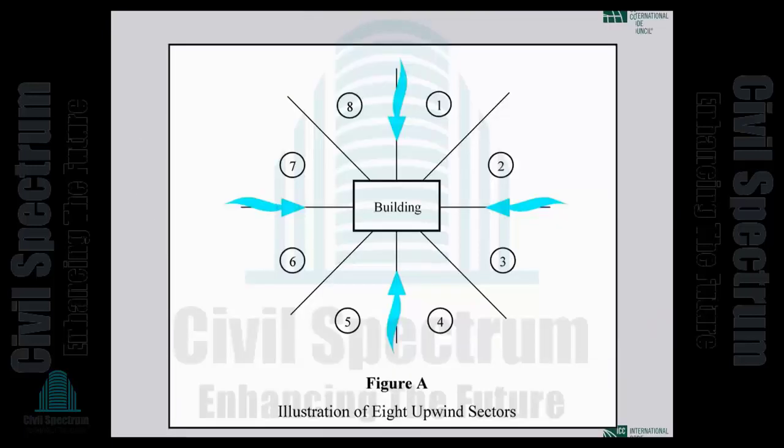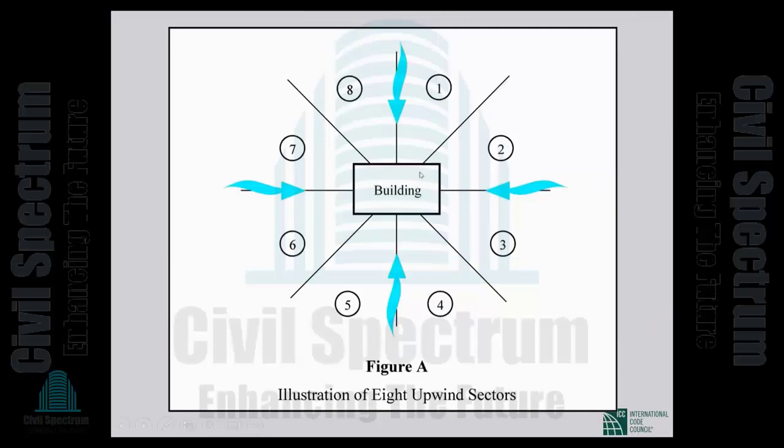So if you are considering this direction of wind, you will look at the roughness in this segment, and whichever roughness gives you the higher wind speed is your roughness category.